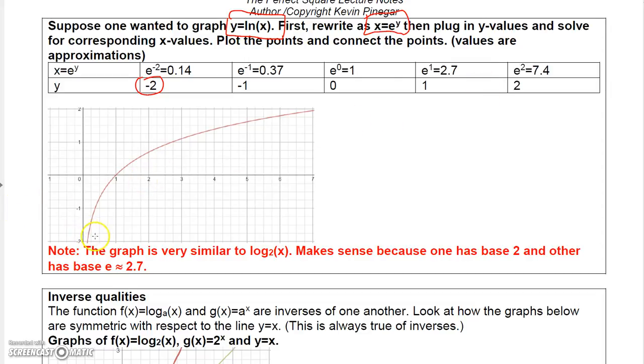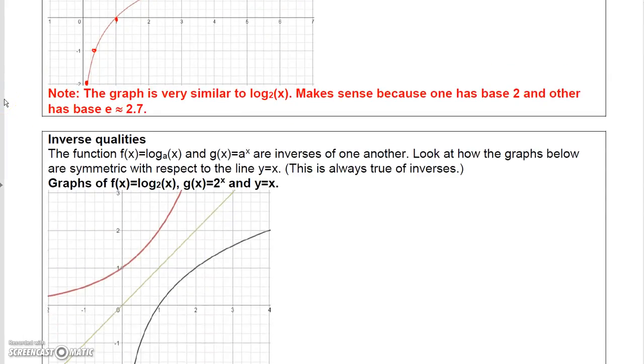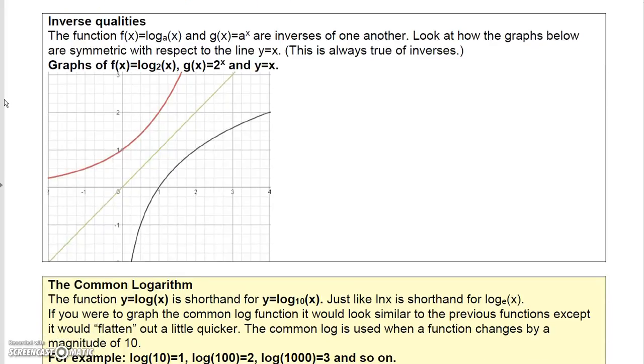So I didn't plot the points here, but let's see. When y is -2, x is going to be very small. And then when y is -1, x is going to be a little bigger. And then when y is 0, x is going to be 1. And then when y is 1, x is going to be out here about 2.7. And then if you go up to y equals 2, you're going to be way out here over 7. So you can connect the dots and you get a graph that looks like that. So it looks very similar to log of x base 2.